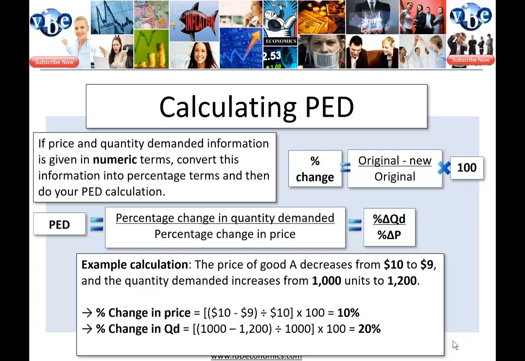So change in price, 10%. Change in quantity demanded, 20%. And now we can just go and do our calculation very easily. 20 divided by 10, quantity demanded divided by the price, queen over prince. And out pops our coefficient, 2.0.